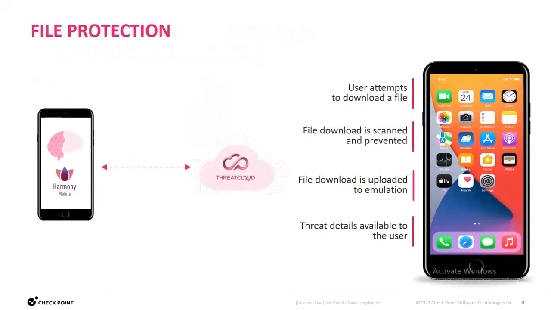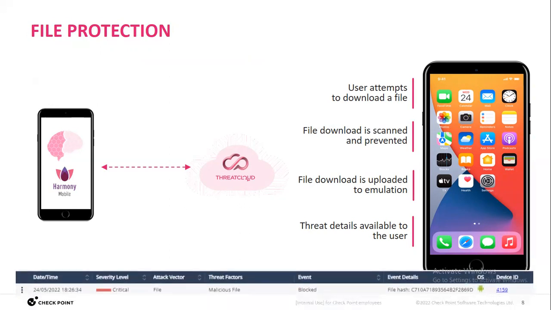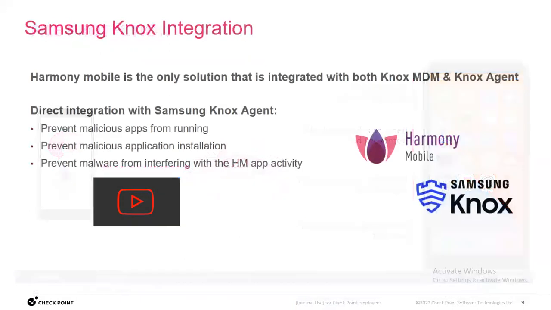And the process, real quick, is user attempts to download a file. The file is scanned and prevented. The file download, if it is a brand new file we've never seen, is uploaded to emulation. And the threat details are available to the admin and also to the user inside the app. That picture at the bottom is what it looks like on the admin side.